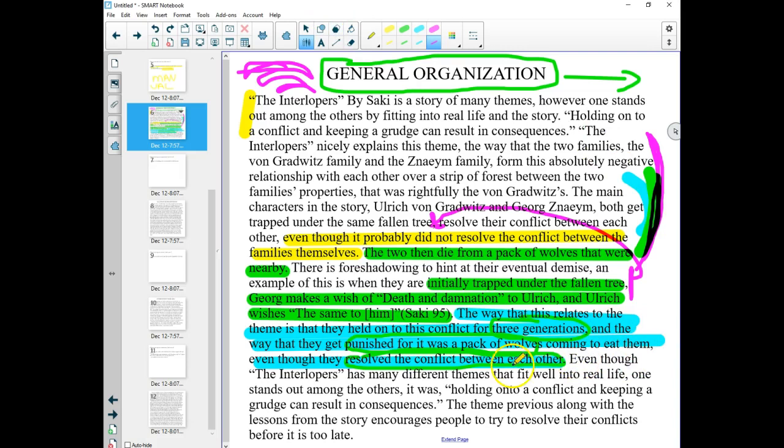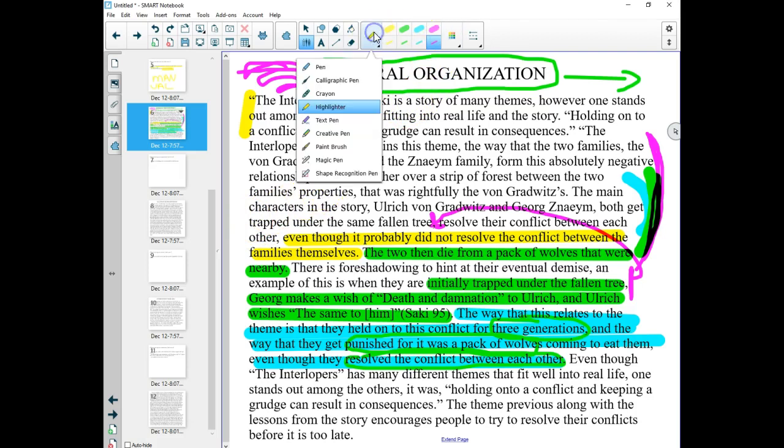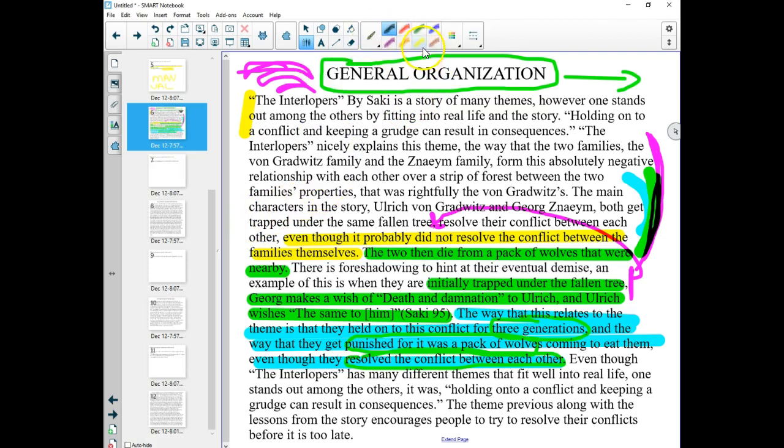But if I continue, even though The Interlopers has many different themes that fit well into real life, one stands out amongst the others. It was blank but blank. The theme previous lesson encourages people to resolve their conflicts before it's too late. So the big thing here, and I'll get into the other, so the big thing here is the general organization. What I will also point out is that there's very little commentary. So I get very sad because the commentary is completely missing.